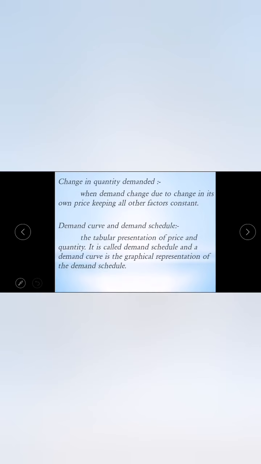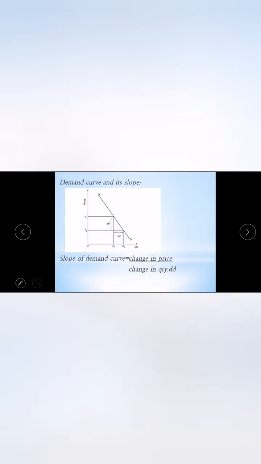Okay, next, demand curve and demand schedule. The tabular presentation of price and quantity is called the demand schedule, and a demand curve is the graphical representation of the demand schedule. What does it mean? Demand schedule means a tabular representation of price and quantity. Okay, see, this is the demand curve. We have a formula for this: change in price divided by change in quantity demanded.